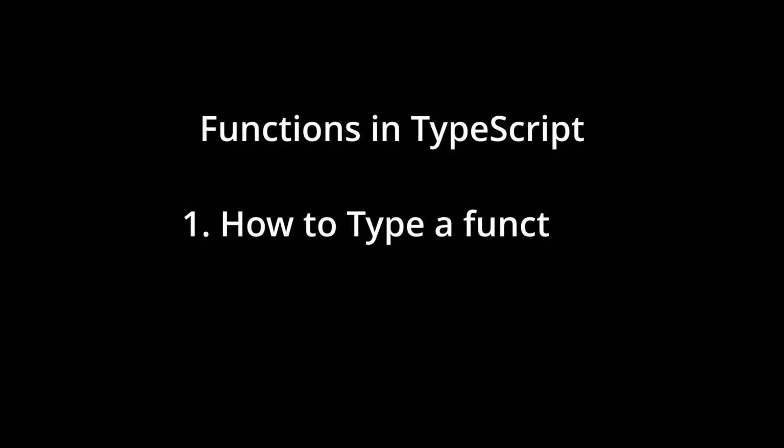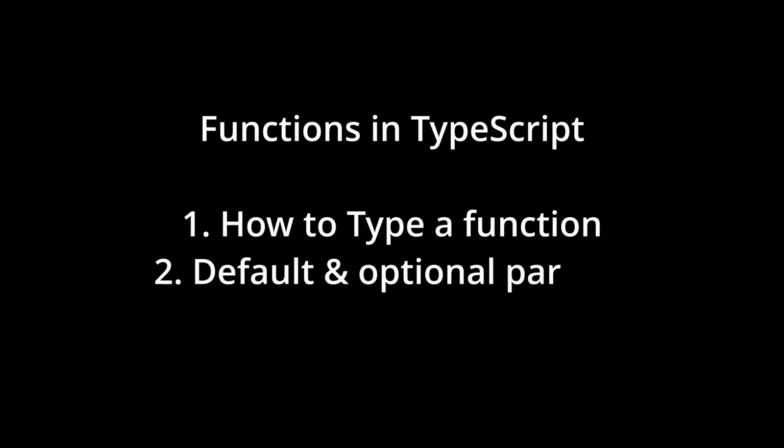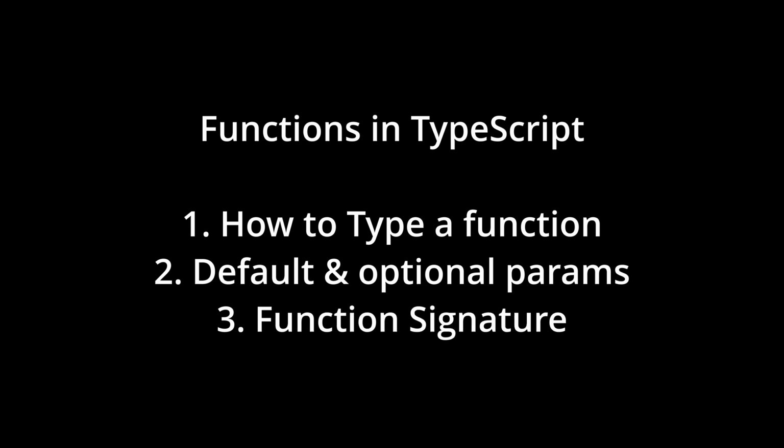This video is going to cover 1. How to add types to a function in TypeScript. 2. Default and optional parameters. 3. What is a function signature and how to use it. A rule of thumb is whenever there is a value, we should specify its type.